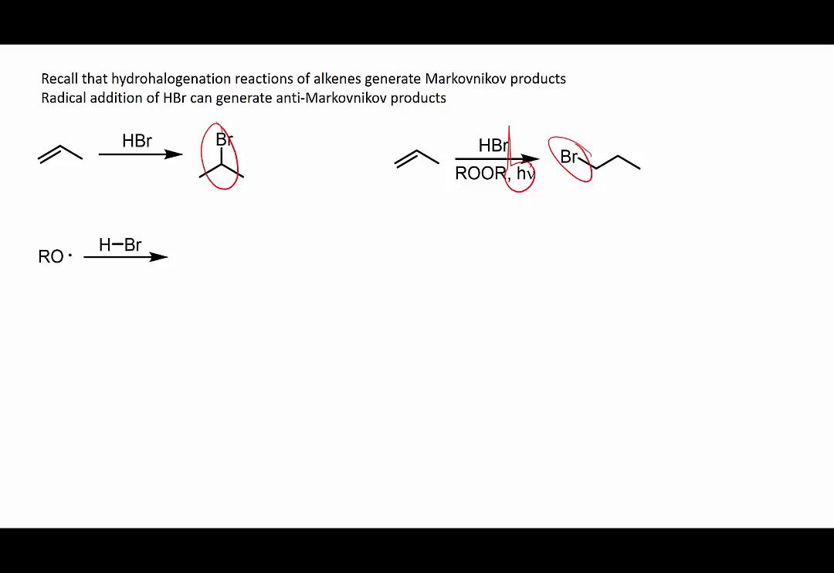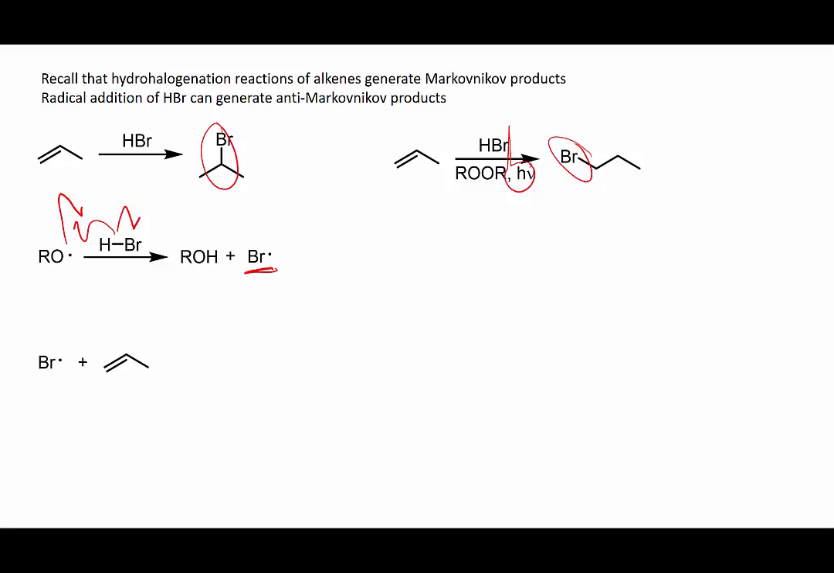How does this work? Well, after splitting of the peroxide, our radical initiator, we have an initiation step where the peroxide abstracts a proton from HBr and generates a bromine radical. This gives us our alcohol and our initial radical to begin the reaction.